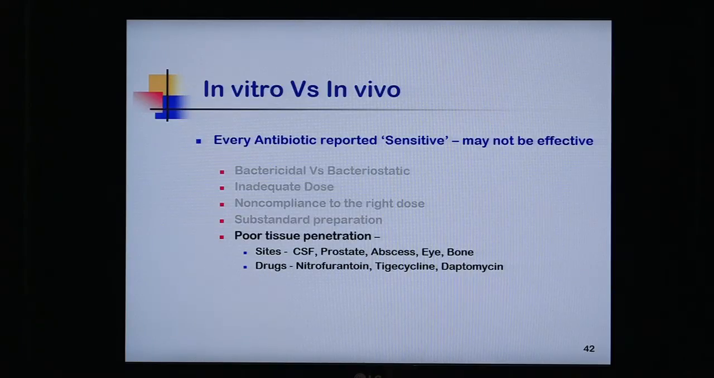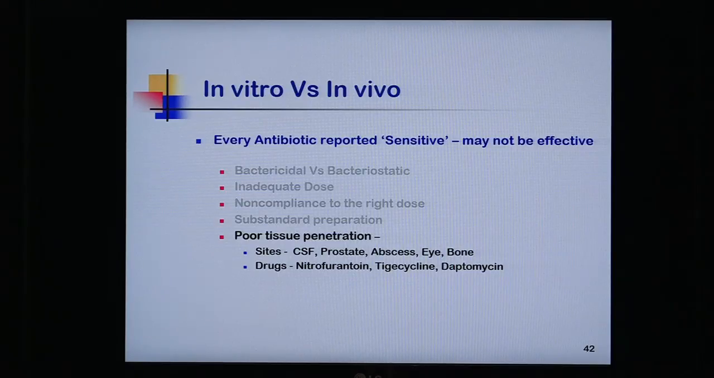And poor tissue penetration, for example, sites such as I told you earlier, CSF, if a drug is not crossing the blood-brain barrier, prostate, abscesses, closed abscesses, eye, bone, these are the areas where the drug may not reach, and although the drug is sensitive, it may not achieve sufficient concentrations. So, the clinician has to really work hard to achieve therapeutic success in these locations. And there are certain drugs which are being wrongly used because they never reach those locations.